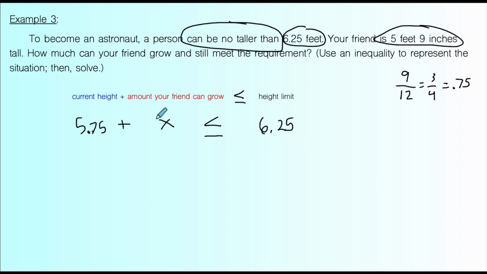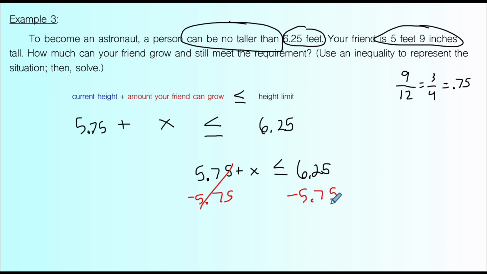So right there is my inequality. I'll write it a little nicer. 5.75 plus x needs to be less than or equal to 6.25. And now we'll solve that. So inverse operations, to get rid of 5.75, I'm going to subtract it out. 5.75 minus itself is 0, so goodbye. Do the same thing on this side. 6.25 minus 5.75 is 0.5, aka 1/2.